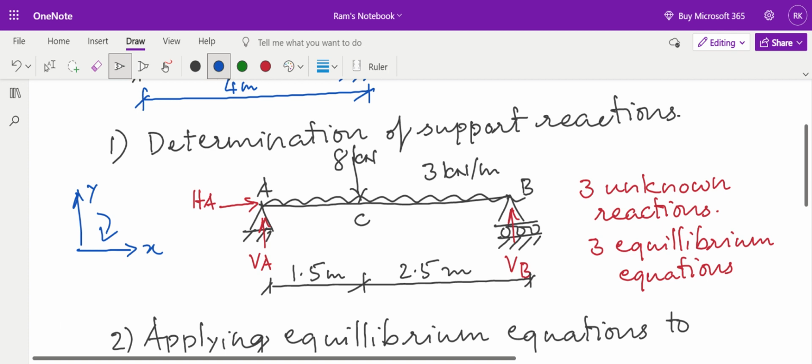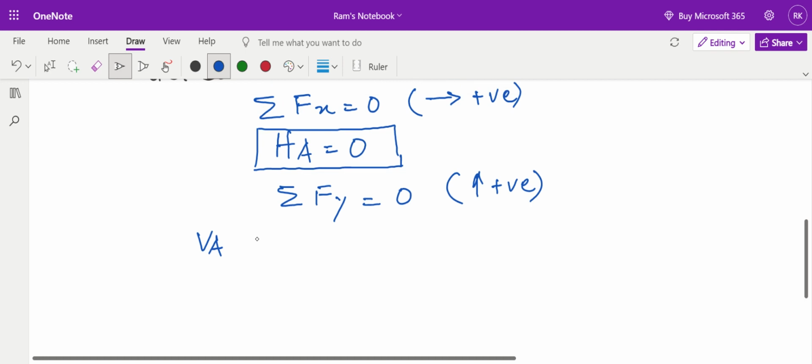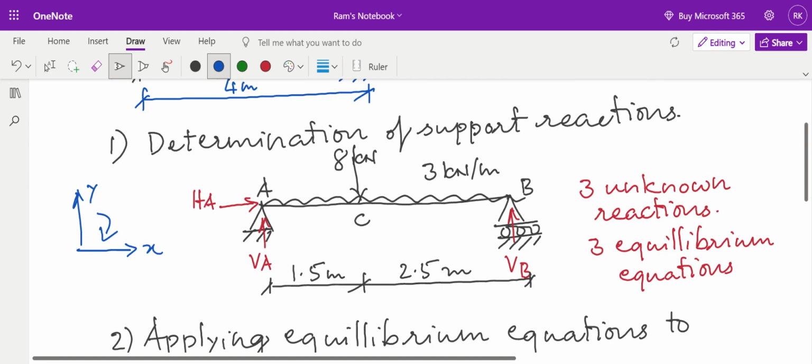So I am starting with VA. VA is the force acting upwards at A, so I am writing VA. I am writing it positive because it is acting in the upward direction. My upward forces are positive. That is what my sign convention is. Then I will go from A to B.